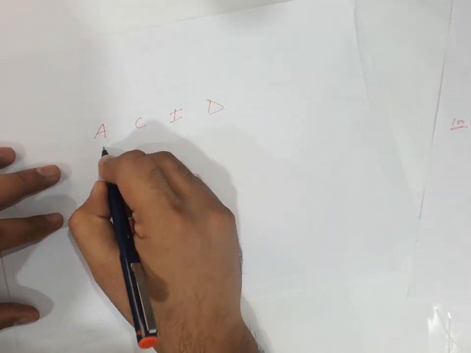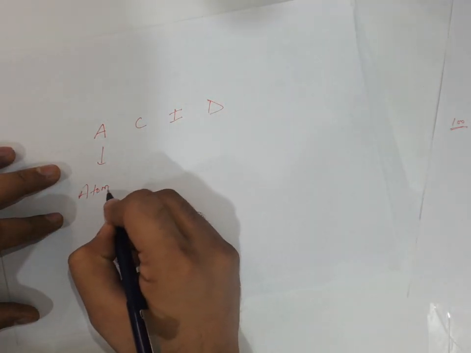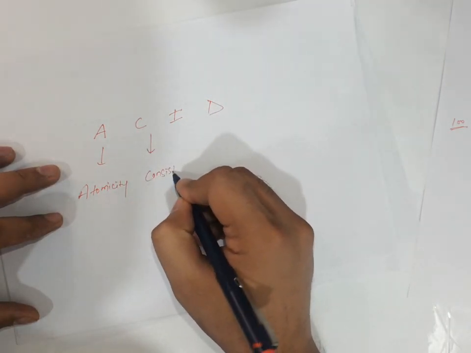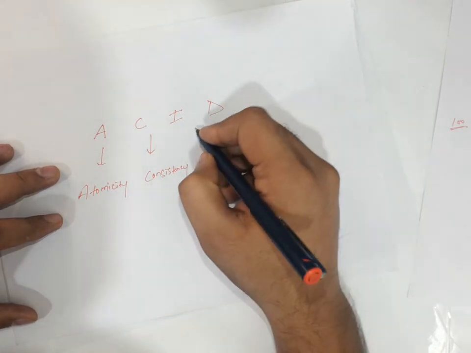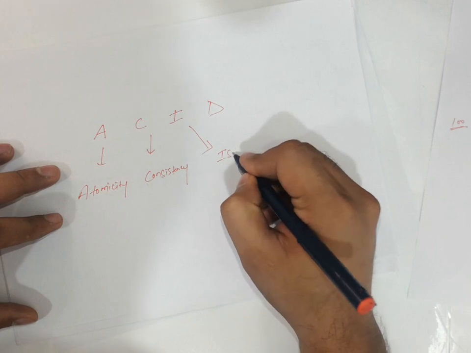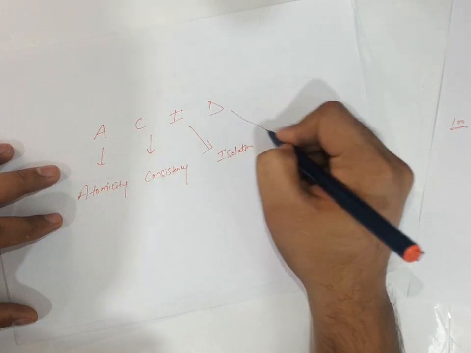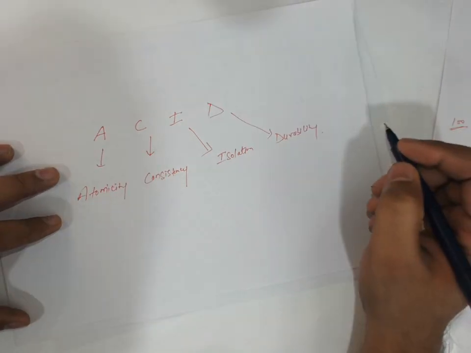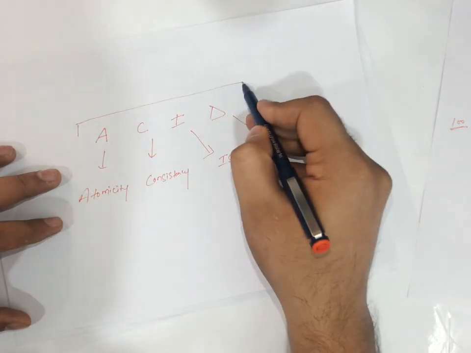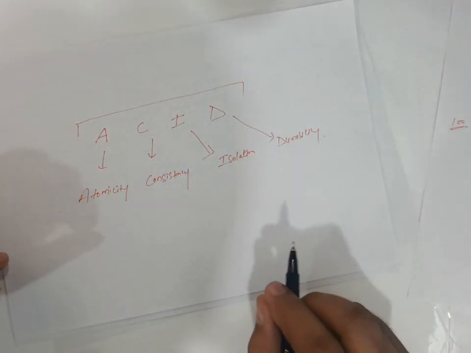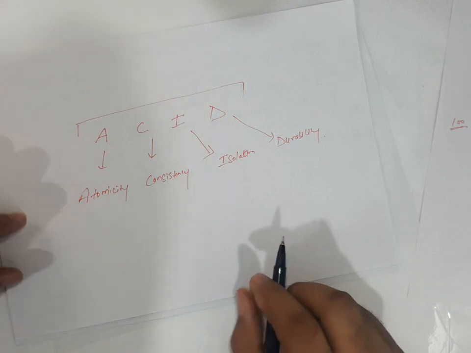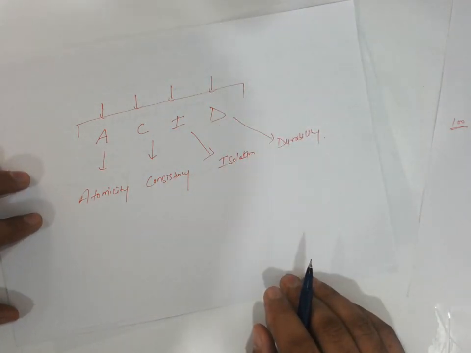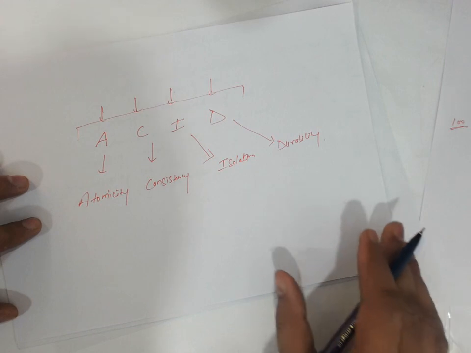The full form of A is atomicity, and this C is known as consistency. This I is called isolation, and this D is called durability. So these are the properties to make a transaction successful. Your transaction must follow all these properties. I hope it is clear. So let us dive into the properties.